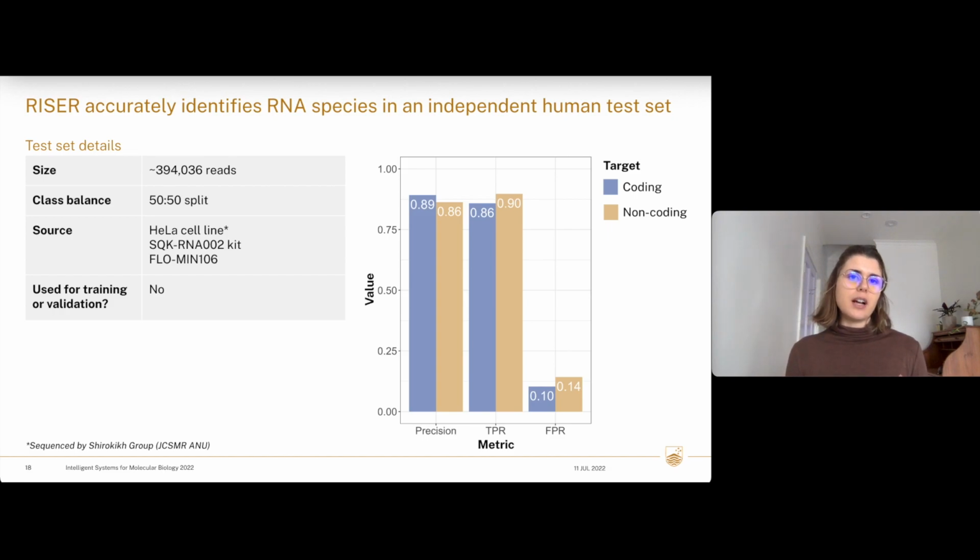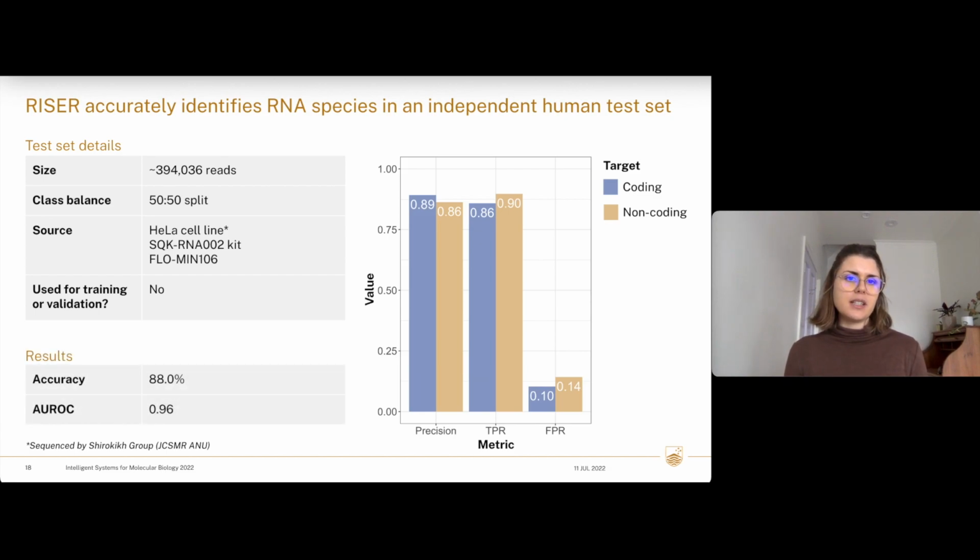So we then looked at how RISER performs during testing on an independent test set. So what we did was we retained all reads from a sequencing run that hadn't been used for training or testing the model so far. And what we were trying to do was evaluate the model's capacity to generalise to new data.